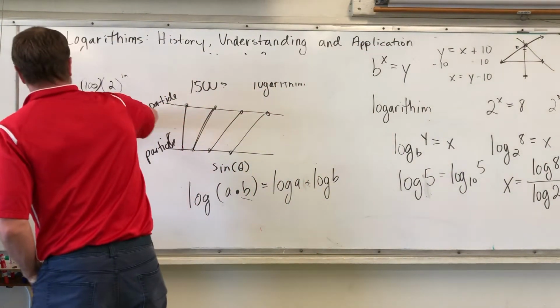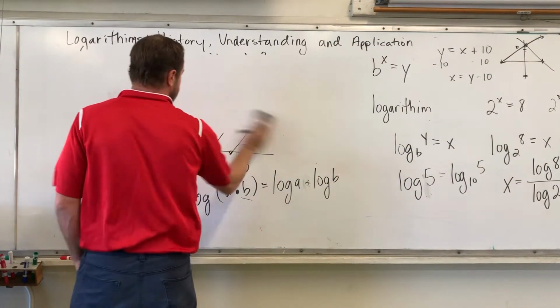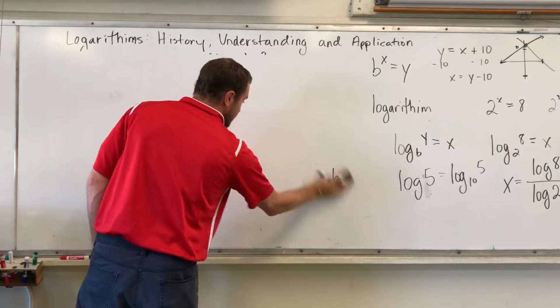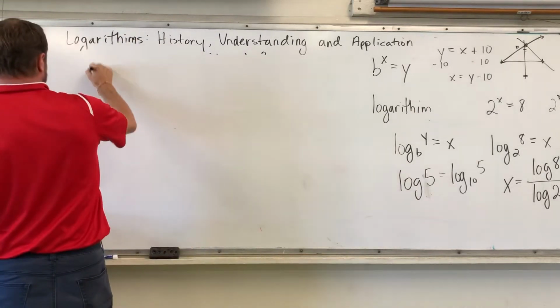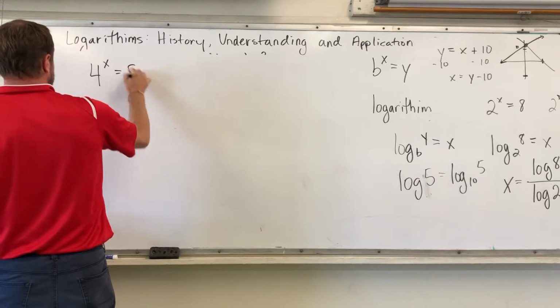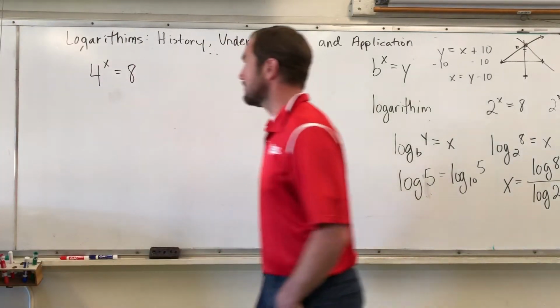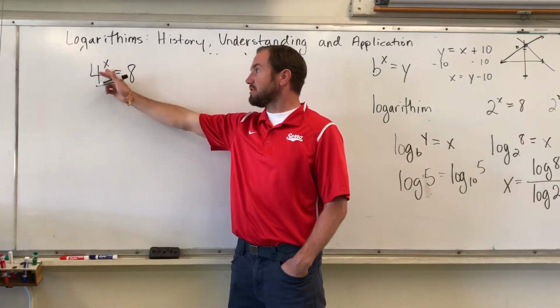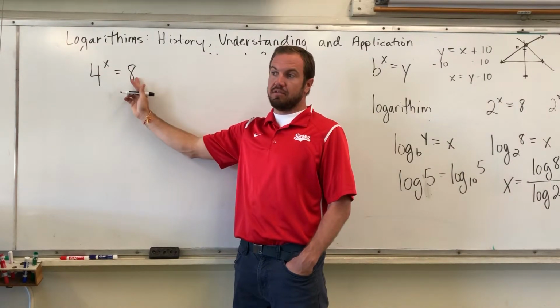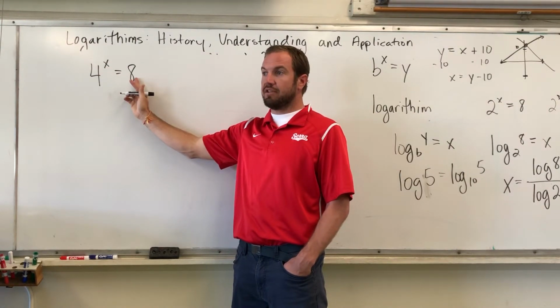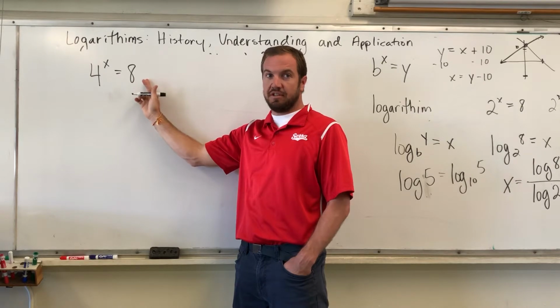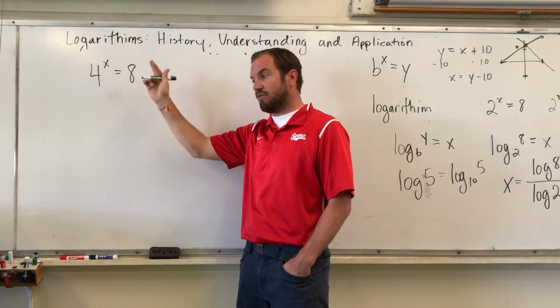Now basically what ends up happening is you'll get 4 to the x is equal to 8. Now 4 raised to what power is 8? Well, we don't really know, right? Because 4 squared is 16. Don't make the mistake of saying this is 4 to the second power.